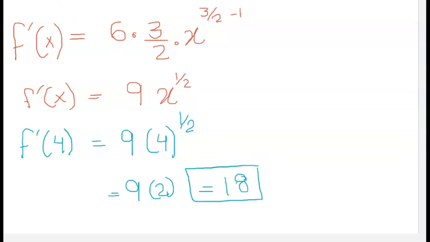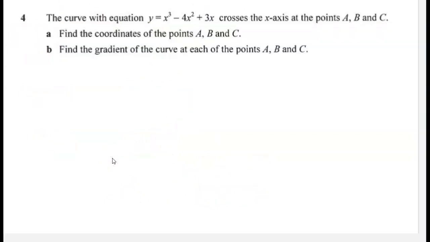Yeah, that's your answer. Now, let's say we have an equation of a curve y equals x cubed minus 4x squared plus 3x. Because it's a cubic curve, it might cross at 3 different points on the x-axis. The question is to find the coordinates of these points, that, and that. So we need to find all these coordinates. We also need to find the gradient.